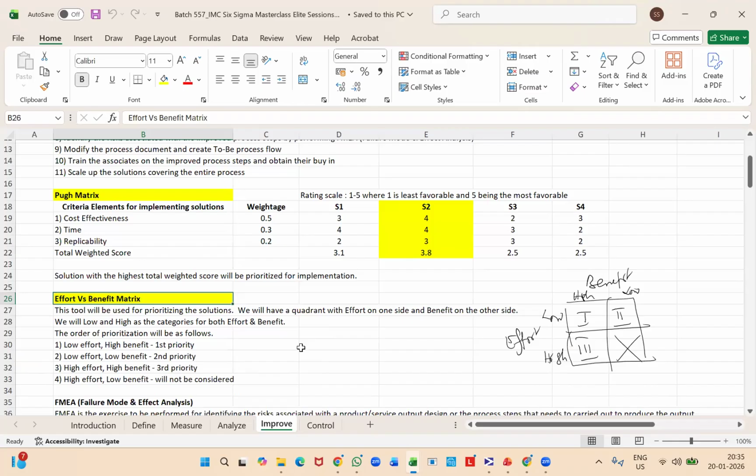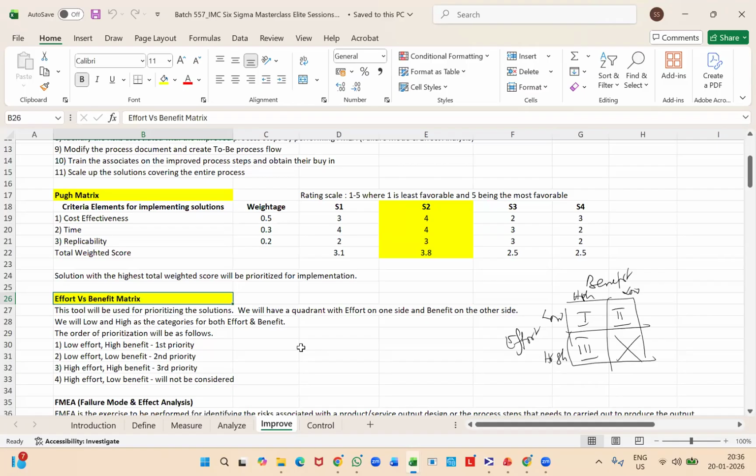So the effort versus benefit matrix will be in the form of a quadrant. We would place all these solutions in the relevant quadrant, with effort on one side and benefit on the other side. For effort, we will have the categories low and high. Similarly, for benefit, we will have the categories high and low.